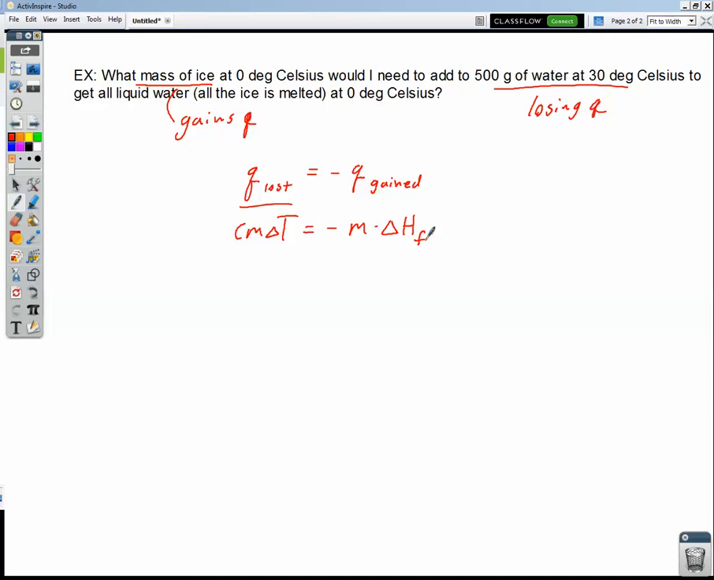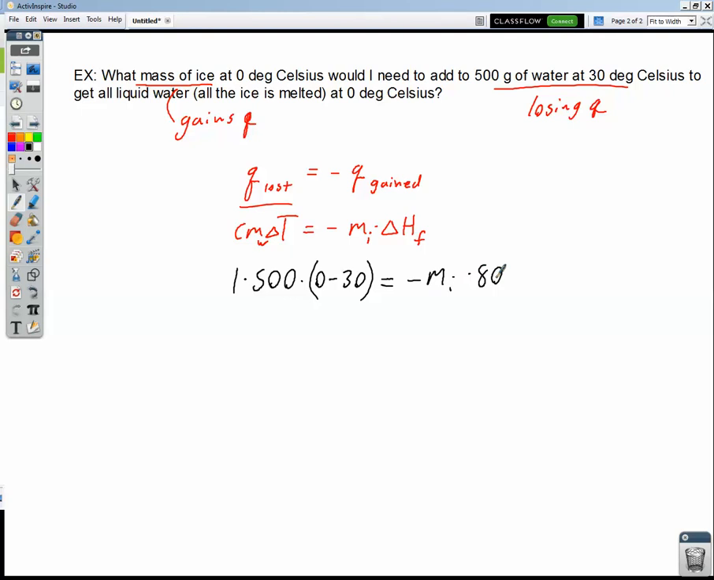So what we're solving for here is the mass of ice. And on this side, this would be the mass of water. So filling in what we know, again, C is going to be 1 because I'm going to deal with liquid water. And we have the mass of the water was 500 grams. And the change in temperature of the water, it ends up at 0, and it starts out at 30. So there's the change in T. On the other side, we have that negative from our equation, and the mass of the ice is what we're solving for, and the heat of fusion for solid water in calories is 80 calories per gram.